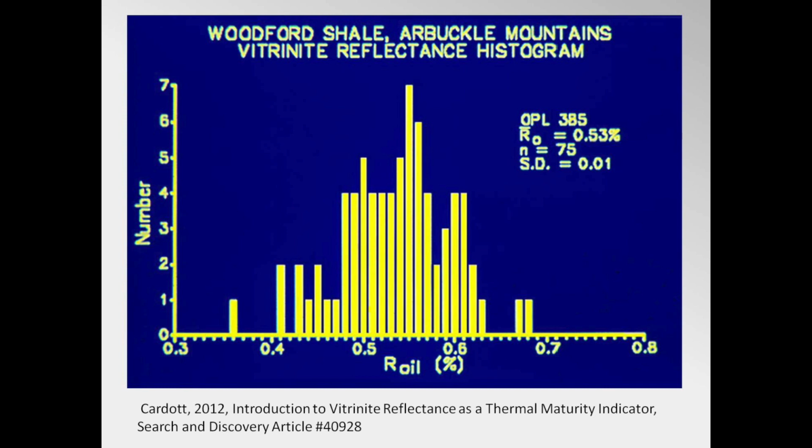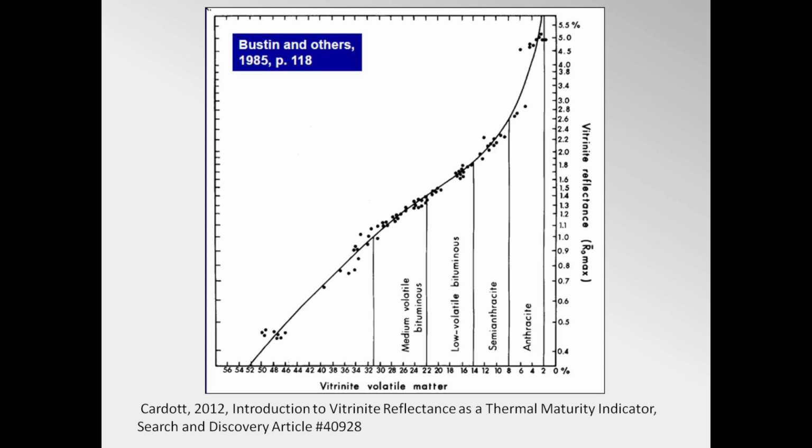Here we see a histogram of measurements of vitrinite reflectance on a large number of particles in a single sample. A statistical analysis is carried out on all of the measurements that were made, and a single average number is chosen, as shown here, 0.53% vitrinite reflectance. Vitrinite reflectance is well known to correlate well with other properties of kerogens and coals, and to increase steadily with increasing thermal stress of the kerogen.